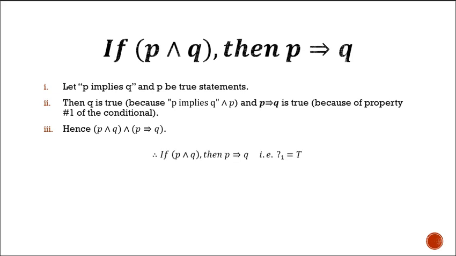In this proof, I want to talk about how we go from the third step to the conclusion. And for that, let's remember that we define the conditional by the truth values of its components. So if "P conditional Q" is true and both of its components are true, then we conclude that if P is true and Q is true, then "P conditional Q" is true.